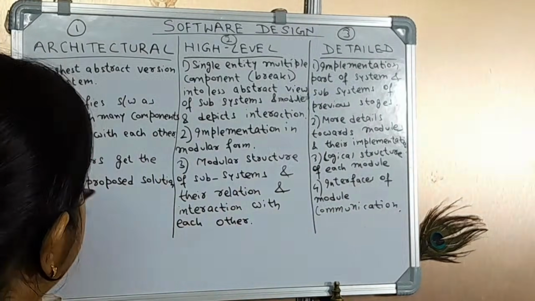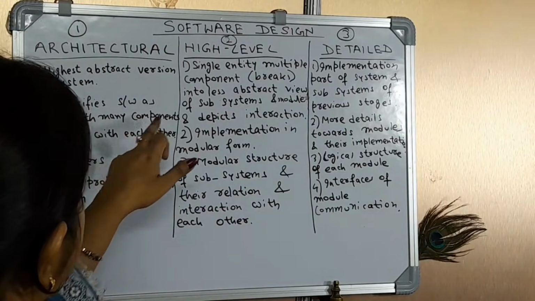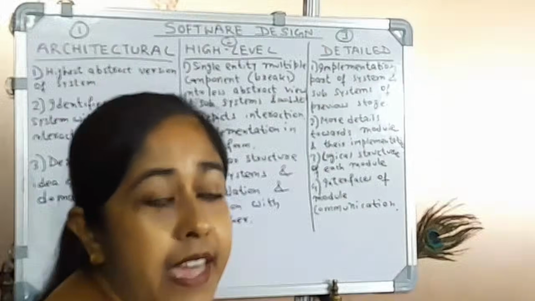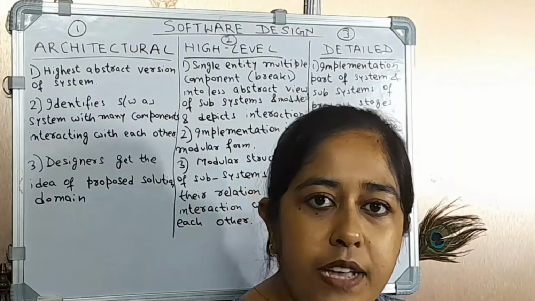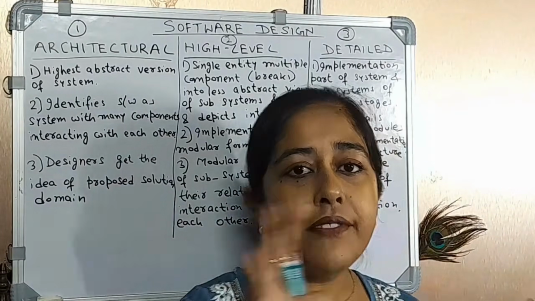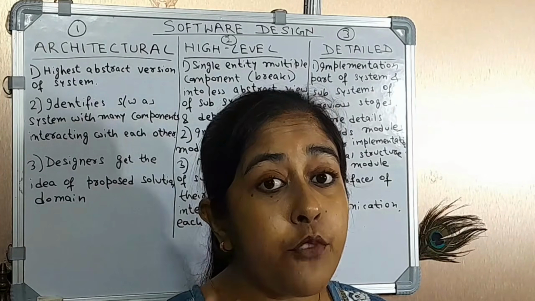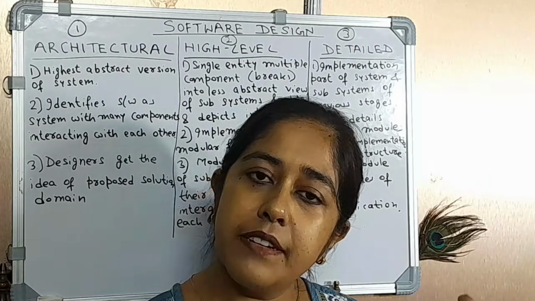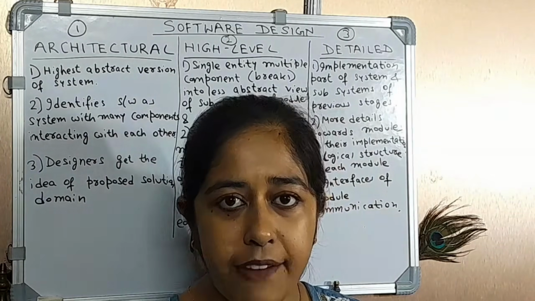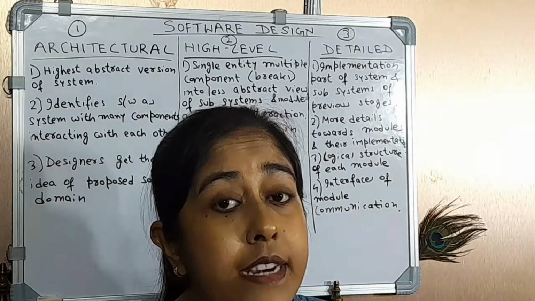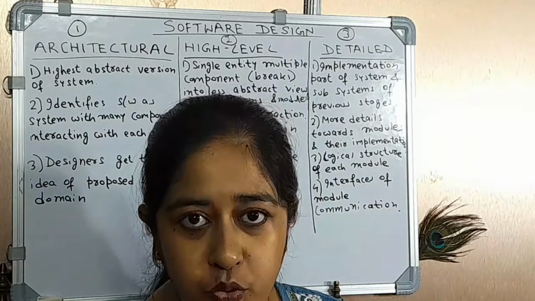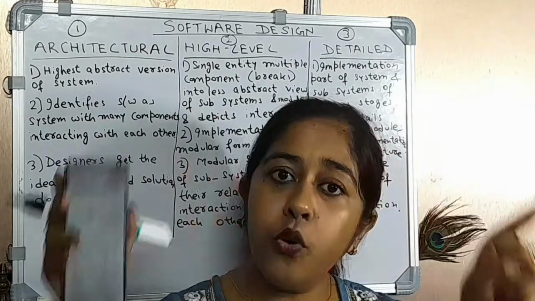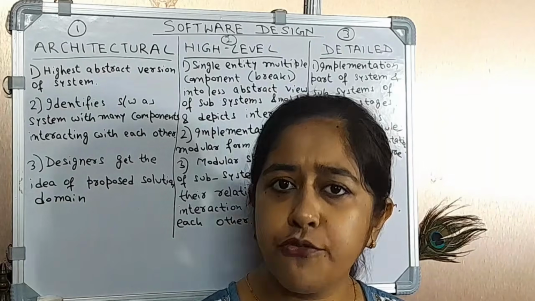So let's see next what is there. Identify software as a system with many components interacting with each other. Here, the first thing we have is the requirement for the whole system. This is the thing which we did in our SRS document. What our whole system is going to do is given in the SRS document. So we are working with the whole system, our whole software.